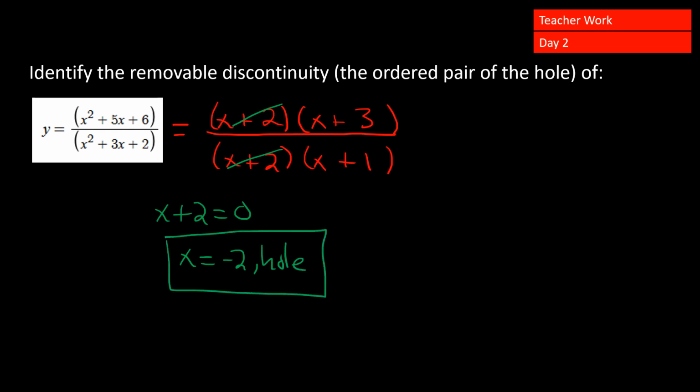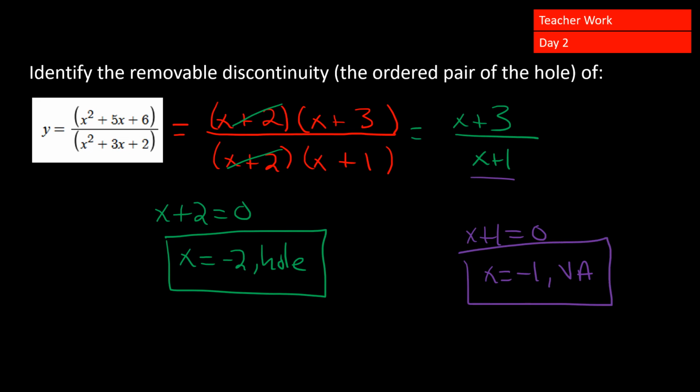We can take this one step further, and we can say that we have (x + 3)/(x + 1). And we can actually solve for your vertical asymptote by taking x plus 1 and setting it equal to 0. We get x equals negative 1, and that's our vertical asymptote. So I know it's only asking for the removable discontinuity, that would be the hole, but just to practice where we have our asymptotes, we can do that as well.